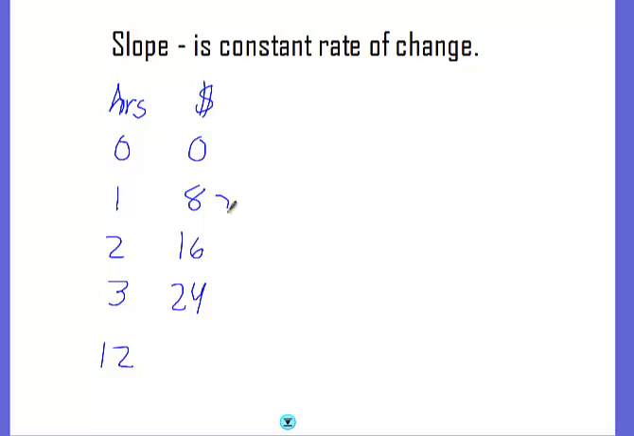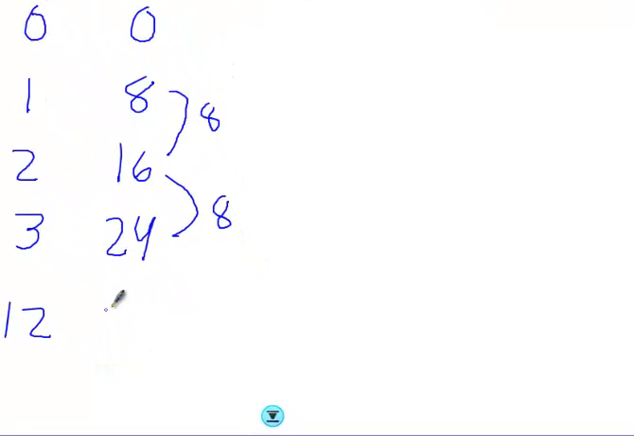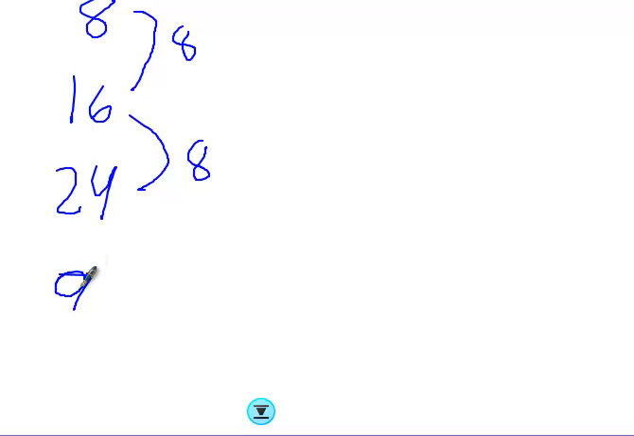The increase here is 8, because that's the money you're making per hour, and like I said, that's your slope. So really, 8 times 1 is 8. 8 times 2 is 16. 8 times 3 is 24. So if you're given your number of hours worked and you know how much money you're making, or your slope, 8 times 12 is 96. So if you work 12 hours, you're going to make $96. That's a very, very basic, solid definition of slope.